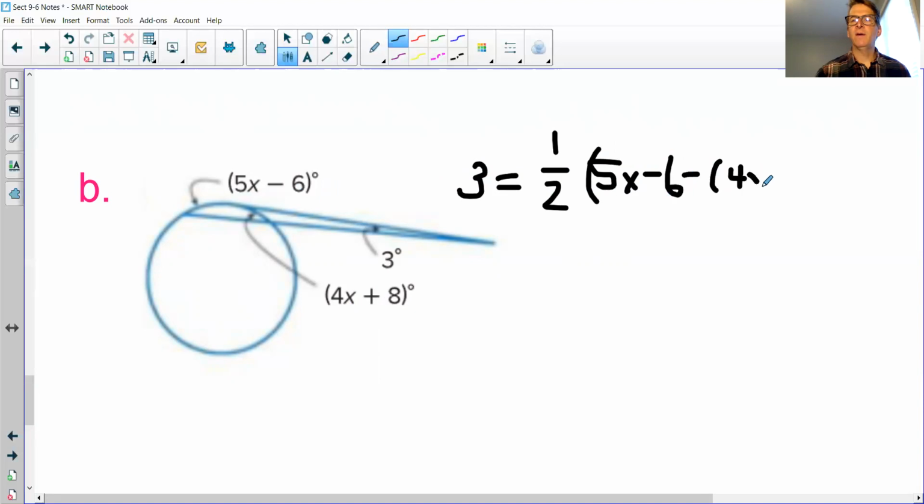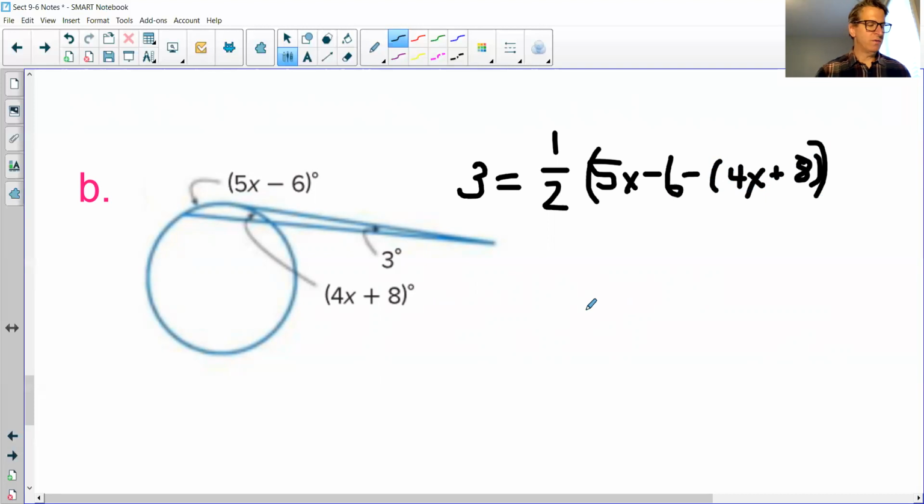Now I got to make sure I put a parenthesis here of 4x plus 8. Okay, and what we do is when you're subtracting this, you want to make sure you're subtracting the opposite of that positive 4x. You're subtracting 4x, but instead of adding 8, you're going to end up subtracting the 8. So don't forget to put your parentheses and brackets in there. There you go.